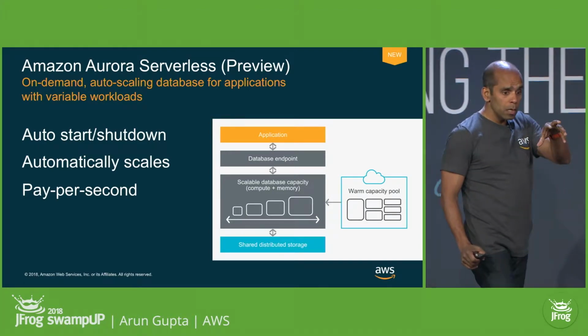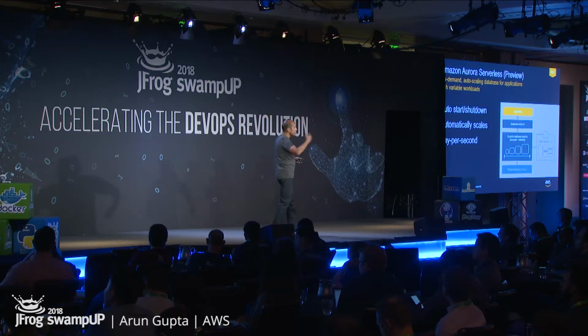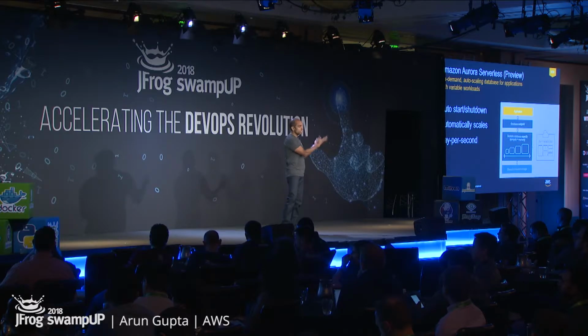With Aurora Serverless, this is typically targeted at variable workloads, where you may not have any workload, and then you get an instant workload, and then the workload varies a bit. So with Aurora Serverless, once you configure the database, you don't have to worry about database startup or shutdown. It will automatically scale, and you really pay per second. So really applying those serverless tenets to the database as well.